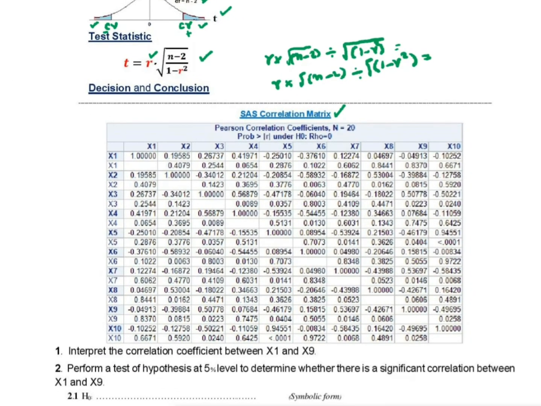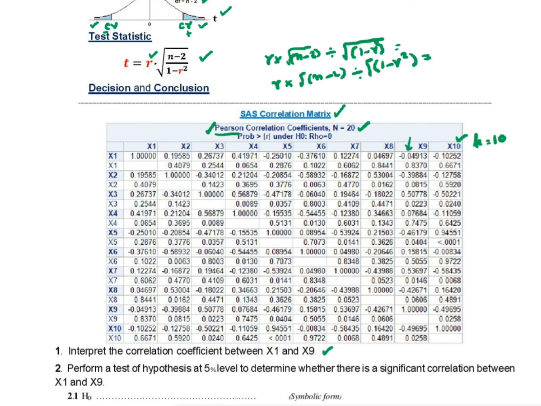Okay, here you have learned that in every cell there are two values. One is R, another is P value. Okay, here R stands for correlation coefficient given, and n is 20 pairs of data. How many variables? 10 variables. K is 10, n is 20. Okay, the question is interpret the correlation coefficient between x1 and x9. So row x1, column x9, this one.